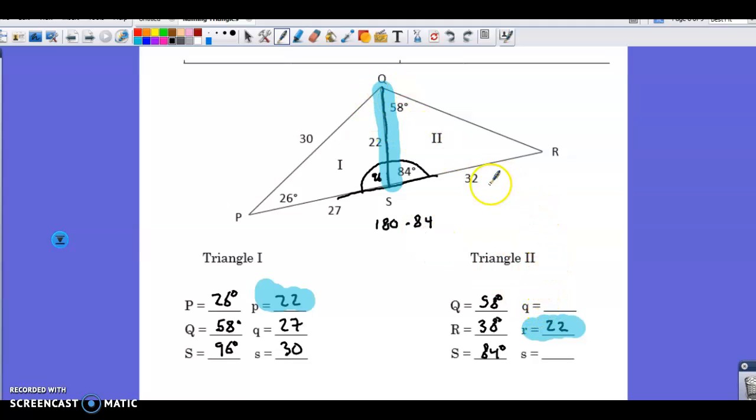All right, so the other side that I do know for this triangle is between S and R, so that's got to be Q for this triangle. These two Q's are not equal, right? Q for this triangle is 27, Q for this triangle is 32. So be careful about that when you're looking at two different triangles. S, I don't know, but we can find out with law of sines later.